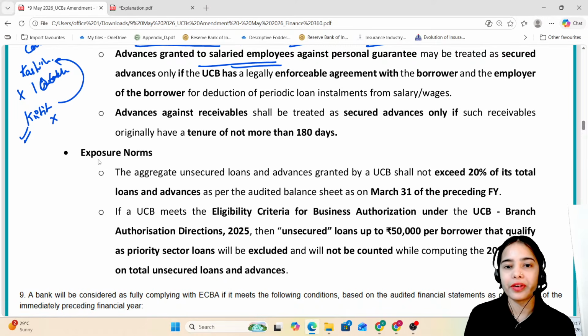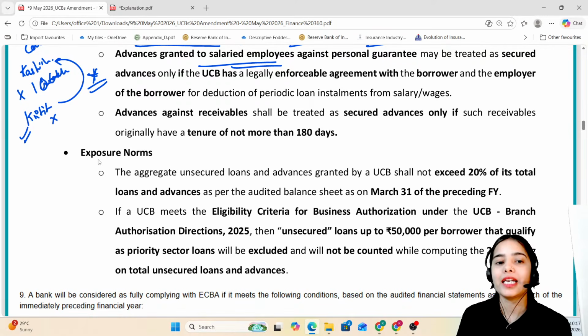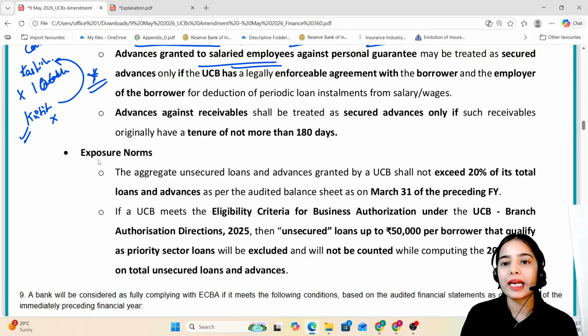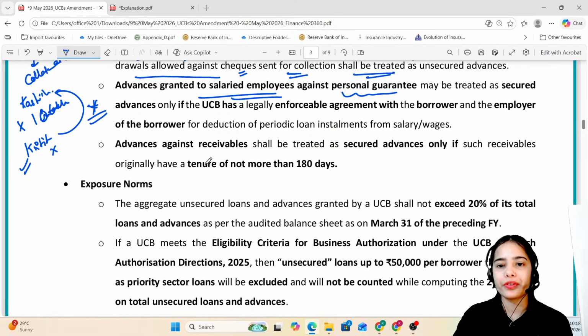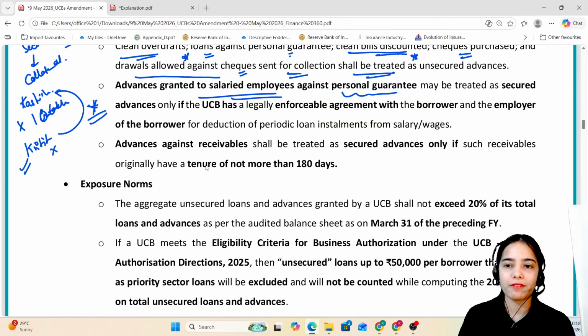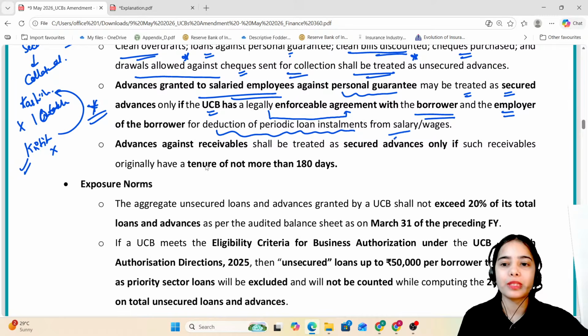Advances granted to salaried employees. Now this is an exception case, so hear it very carefully. If the loans are given to salaried employees against personal guarantee, they have not given any collateral, so there is a personal guarantee that is involved. They may be treated as secured advances only if the urban cooperative bank has a legally enforceable agreement with the borrower and the employer of the borrower for deduction of periodic loan installments from salary or wages.